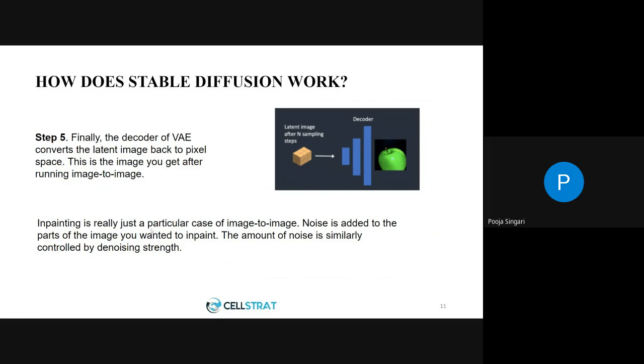So inpainting is really just a particular case of image to image. Noise is added to the parts of the image you want to inpaint, and the amount of noise is similarly controlled by the denoising strength.